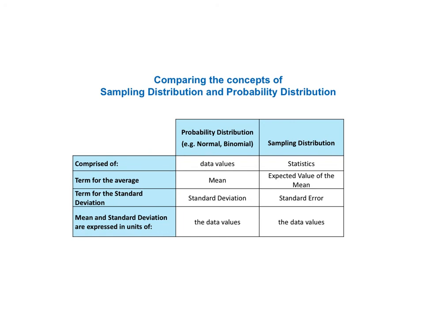It may help to compare the sampling distribution with the probability distribution with which we are more familiar. These are data distributions such as the normal, the binomial, the exponential, etc. The average data value in a probability distribution is called the mean. For a sampling distribution of the mean, it is called the expected value of the mean. This is because it is the same as the population mean. As we've said, the standard deviation of the sampling distribution is called the standard error. And for both, the mean and standard deviation are expressed in units of the data values.